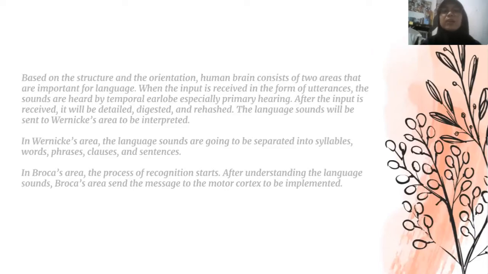Based on the structure and the orientation, the human brain consists of two areas that are important for language. When the input is received in the form of utterances, the sounds are heard by the temporal lobe, especially the primary hearing area. After the input is received, it will be detailed, digested, and rehashed. The language sounds will be sent to Wernicke's area to be interpreted. In Wernicke's area, the language sounds are separated into syllables, words, phrases, clauses, and sentences. Meanwhile, in Broca's area, the process of recognition starts. After understanding the language sounds, Broca's area sends a message to the motor cortex to be implemented.